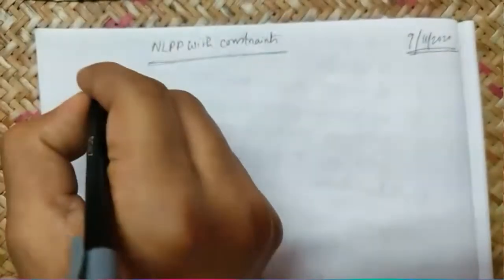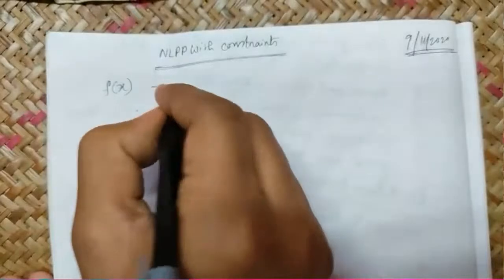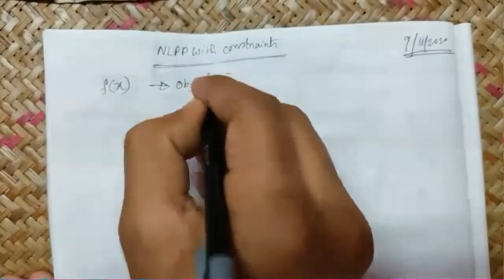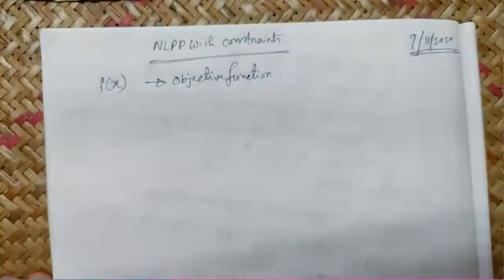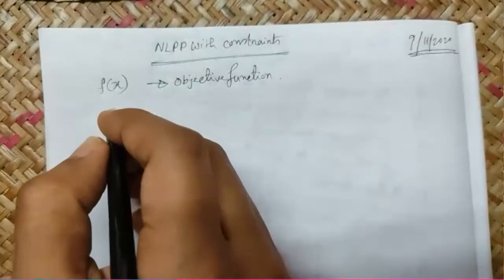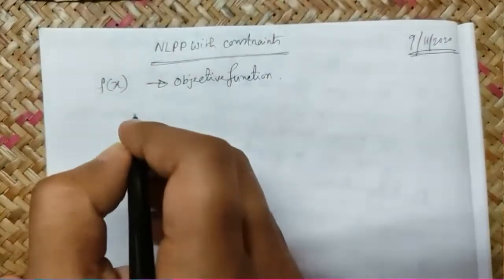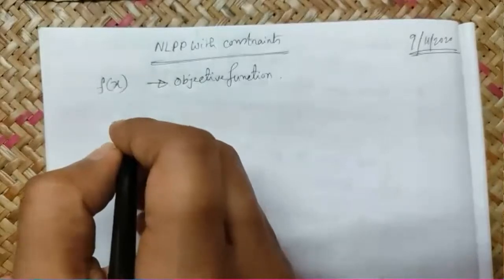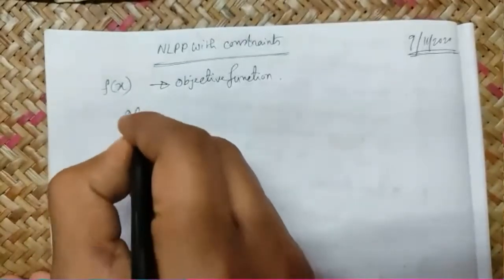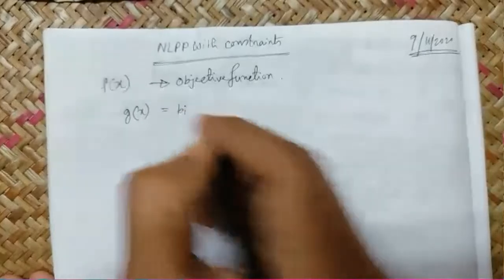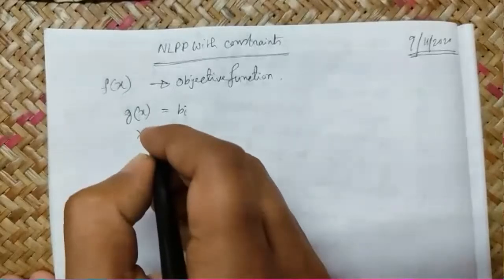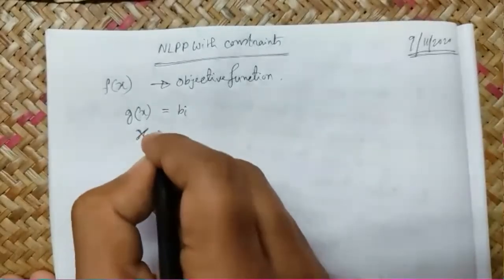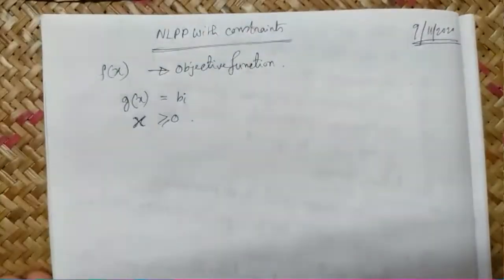Suppose there is a function f(x) that will be our objective function, which we have to either minimize or maximize. Now there are a few more constraints given, like say g(x) is equal to b_i. This is a constraint, and this x is greater than or equal to 0. So these are the conditions.